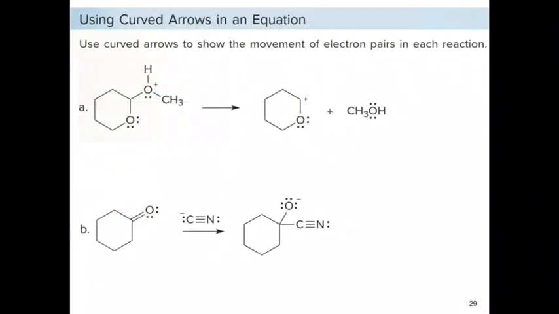So here's a practice problem. Use curved arrows to show the movement of electron pairs in each reaction. So let's take a look at the first one here. You can see that we have the reactant side and the product side.